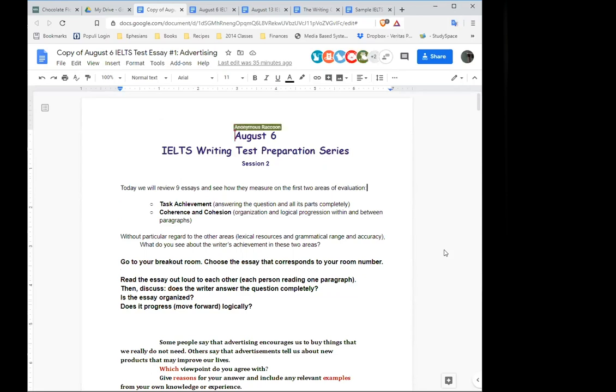The first thing, we separate into groups, we should read the assignment, and after that we need to evaluate whether the assignment follows the IELTS writing guideline. Yeah. So we will look at two points: task achievement, coherence, and cohesion. And will you read silently or will you read aloud to each other in your room? Aloud to each other in the private room. Okay, good.